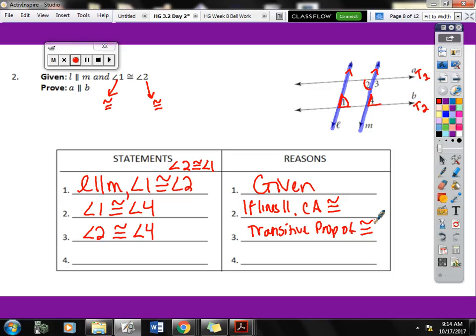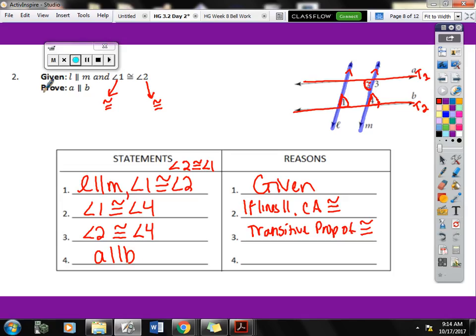So when you're doing parallel line proofs, transitive property is still used, it's just in the second to last line instead of the last line. Now we look at 2 and 4 and say what type of angles are those? Those are alternate interior angles. So since these are congruent, that means that A has to be parallel to B.